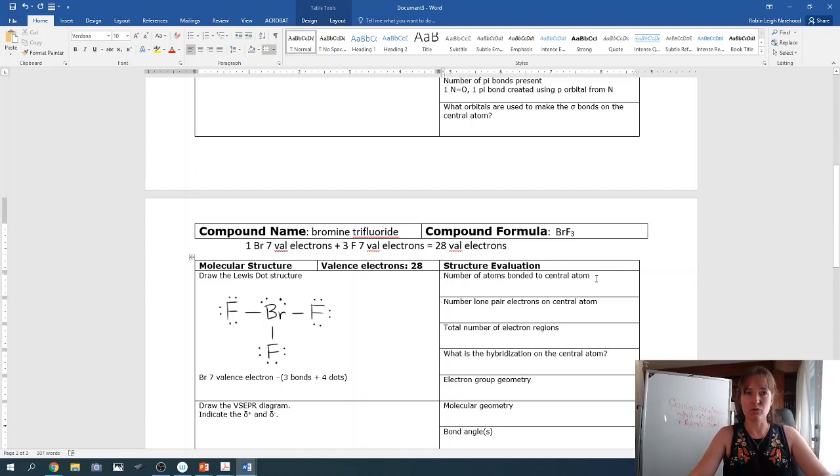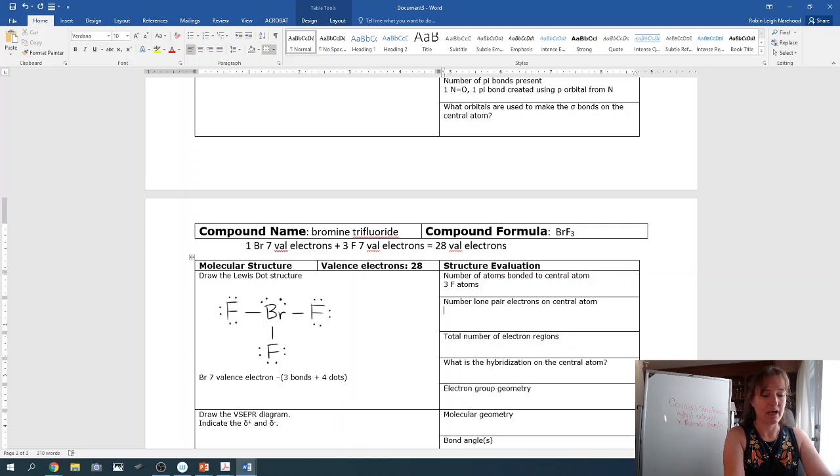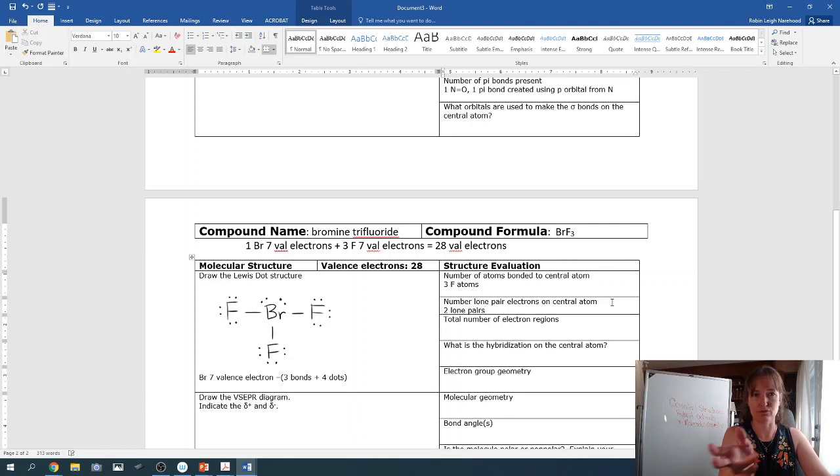So you're going to evaluate it. How many atoms are bonded to the central atom? There are 3 fluorine atoms that are bonded to bromine, which is in the center, because we're trying to figure out the hybridization of that center atom. How many lone pairs are on it? This is pairs, not dots. And so there's 2 lone pairs on the bromine. The total regions, that would be atoms: there are 3 atoms plus 2 lone pairs for a total of 5 regions.